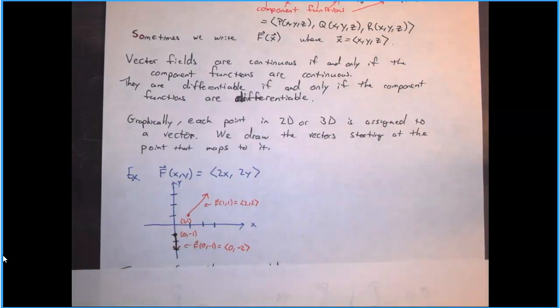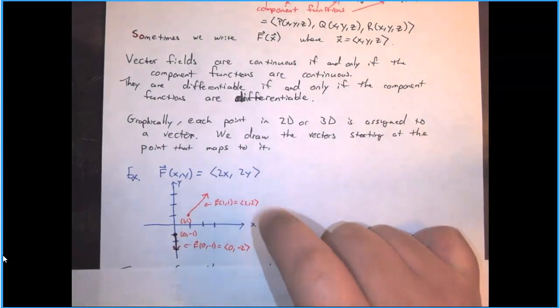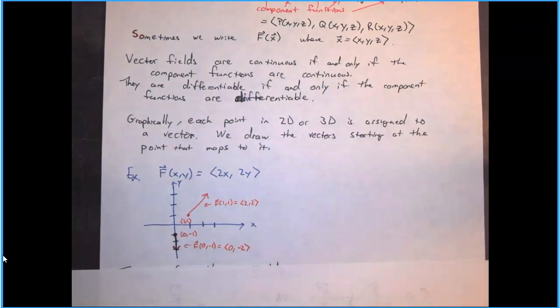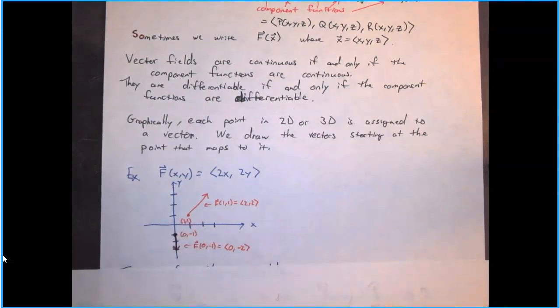Here's another point, 0, negative 1. If I plug 0, negative 1 into my vector field, I get the vector 0, negative 2, because I plug in 0 for x, negative 1 for y. And so if I wanted to draw this vector, I put a vector starting at that point going straight down 2 units. That's the vector 0, negative 2.